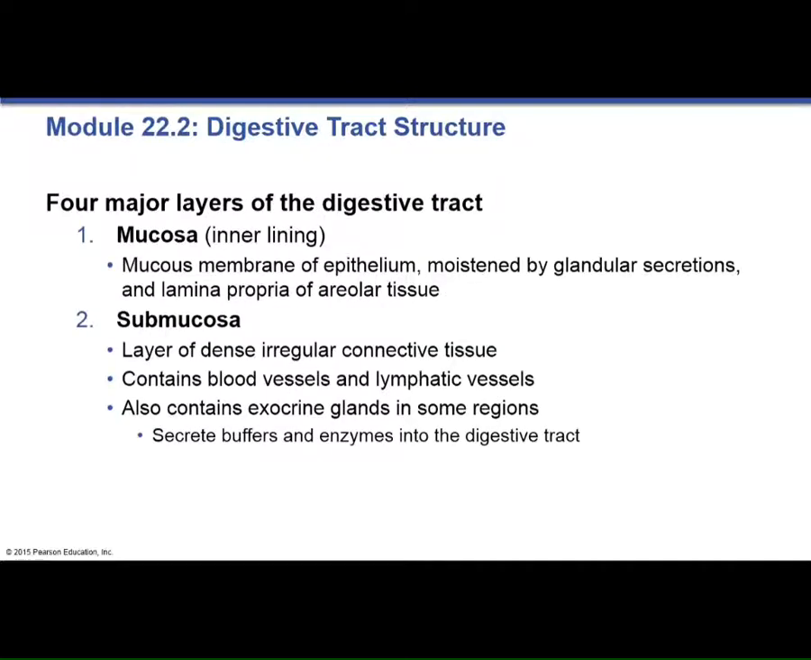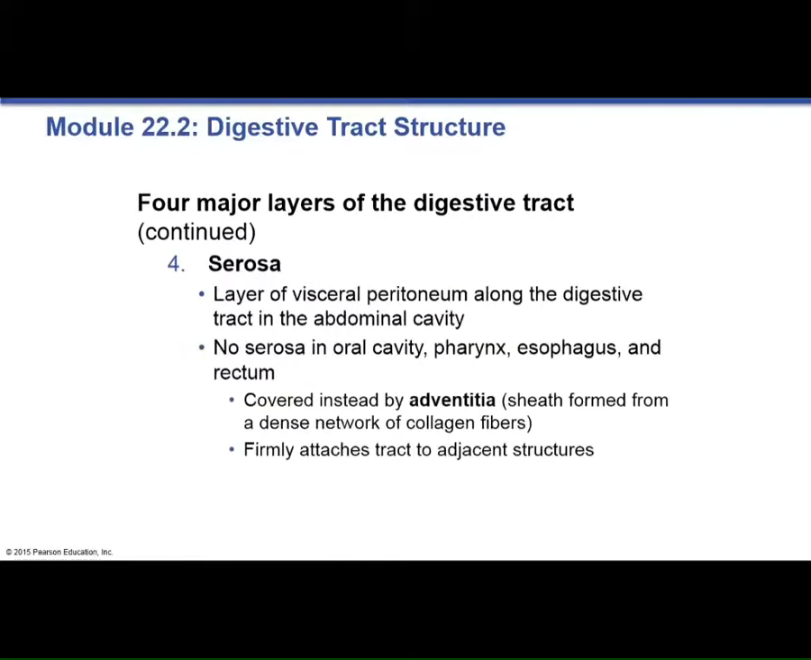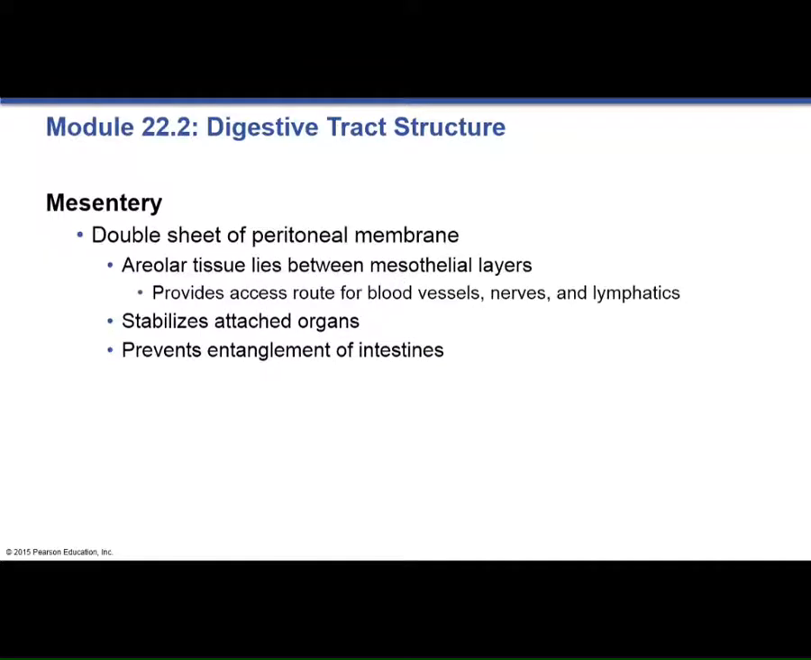So skipping over, you know the four layers of the digestive tract: the mucosa, submucosa, muscularis, and serosa. And now the mesentery, that's a new term for you. This is a double sheet of peritoneal membrane. So two very thin layers. And here, this space allows for blood vessels and nerves and lymphatic vessels to travel through this. This mesentery, remember, mes means middle. So in the middle of all the organs, there's also the stabilizing sheet that helps attach all the organs and also prevents your intestines from entangling on each other.